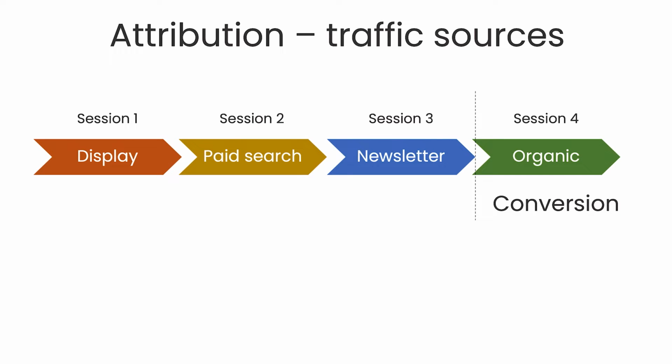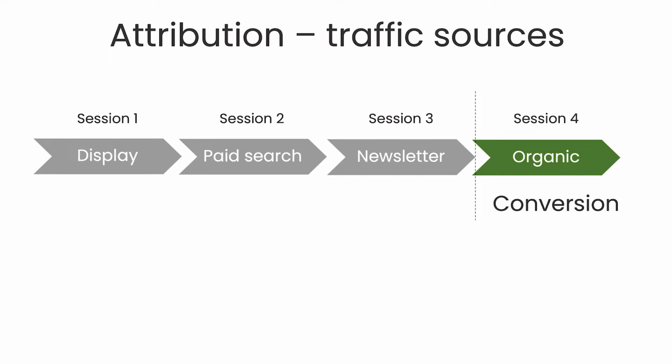was through organic search. And the way it works in Google Analytics is that when we are starting to count the conversions, only the last one will get a credit for it. So in this example, it will be only the organic channel. All the previous channels, display, paid search, and newsletter, are completely ignored.